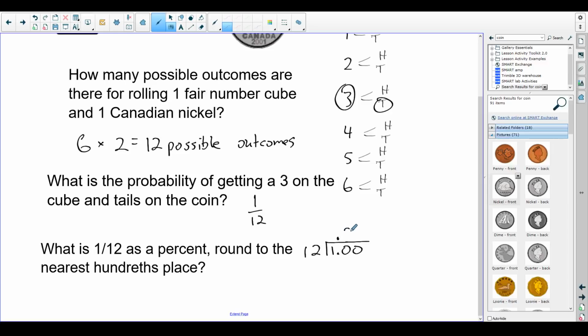So this is 0. This is 8. 8 goes into 12 once, 4 left over. Then this is 3, right? 4 left over. That is repeating. So it is 0.083 as a decimal. So we move it over 2 places. So our final answer would be 8.33%. Yes, you have to put the percent sign if it asks for a percent.